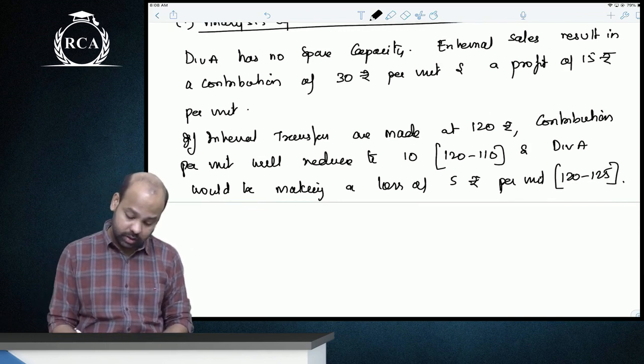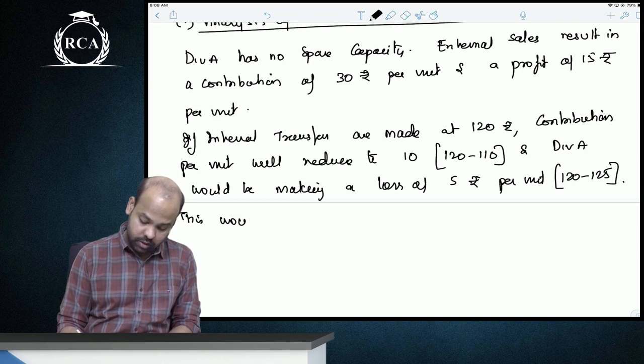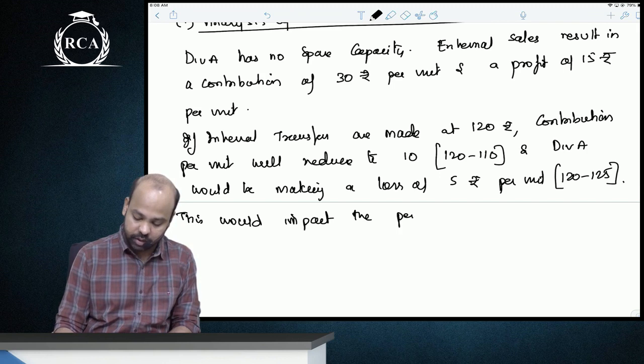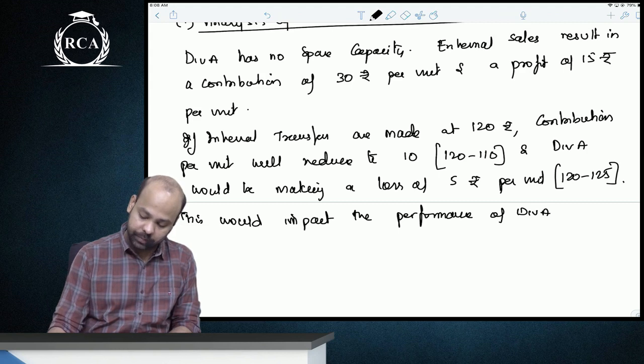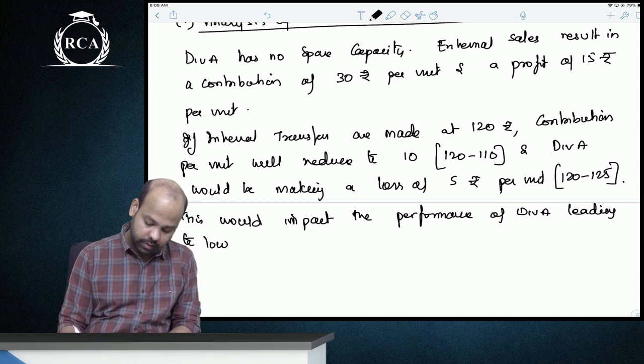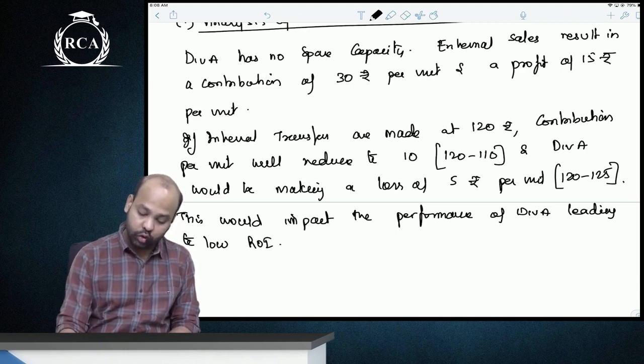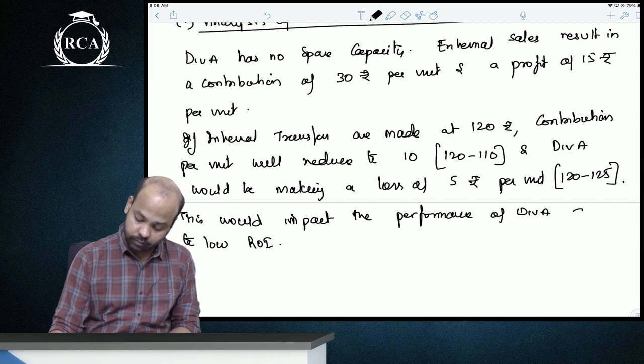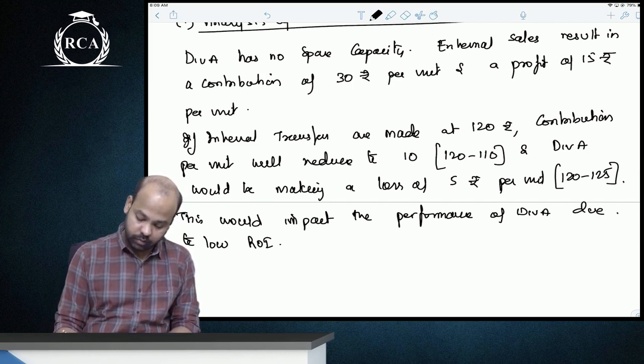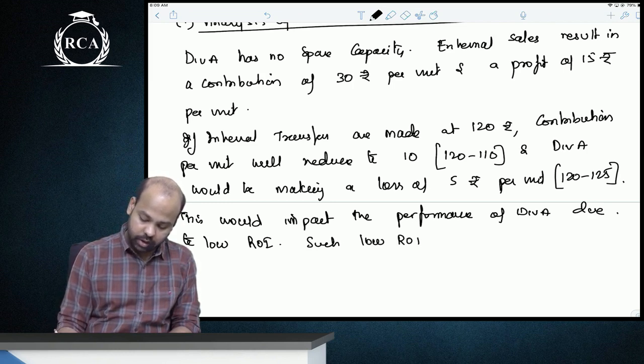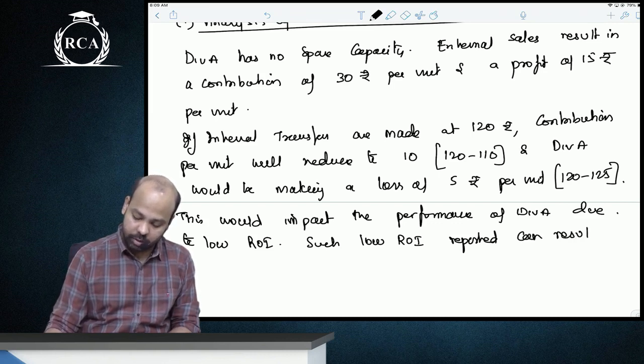Yes. This would impact the divisional performance of division A, leading to lower ROI. Such low ROI reported can result in suboptimal decision making.